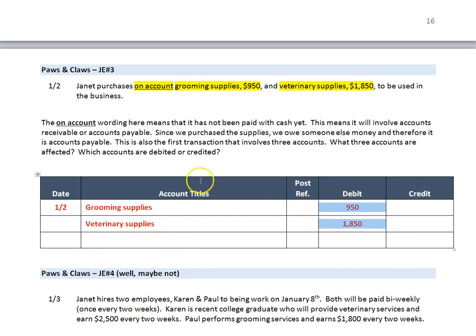Alright, what are we going to credit here? They did it on account, so it's going to be accounts payable, right? Accounts payable. And debits have to equal credits, so this last number has to be the sum of these 2. That's the total amount that we owe. So again, we see that relationship where these 2 numbers add up to this one.